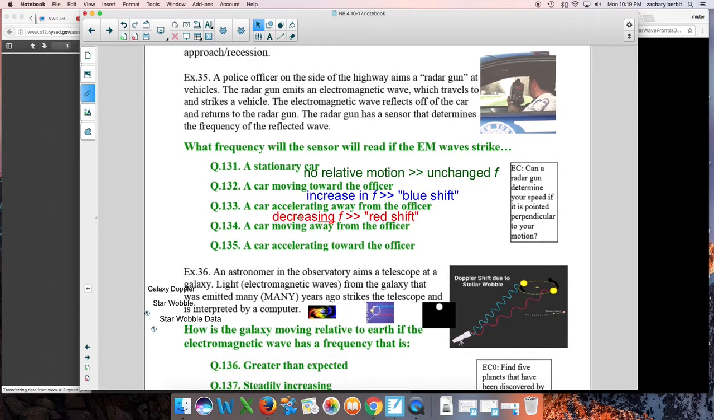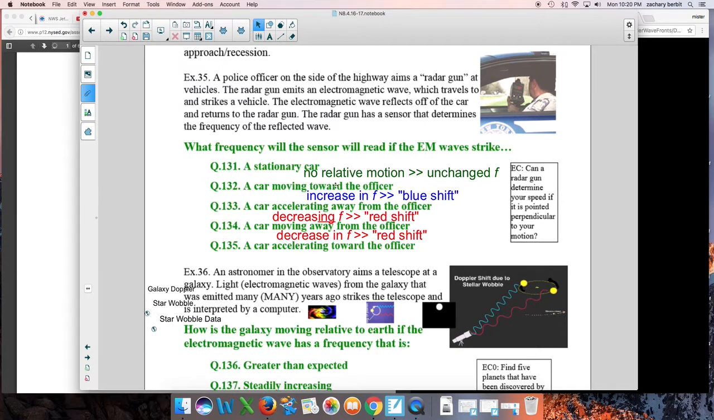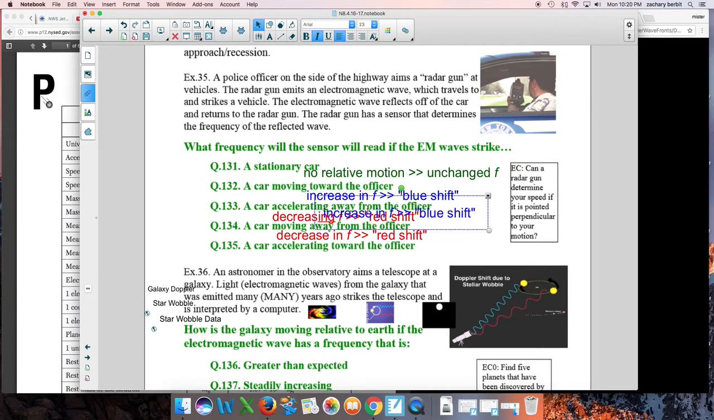Anyway, as that's loading, let's go over here. A car moving away from the officer. Well, it is moving away. It is receding. So you are going to have a lower frequency. And now we're not saying it's accelerating away, just moving away. So it's moving away at a steady speed, it's assumed here. So it's a decrease in frequency, something we also call a red shift. And finally, a car accelerating toward, well, it's approaching. So you're going to have an increase in frequency, but in fact, because it is accelerating, you are going to have increasing frequency, again, your blue shift.